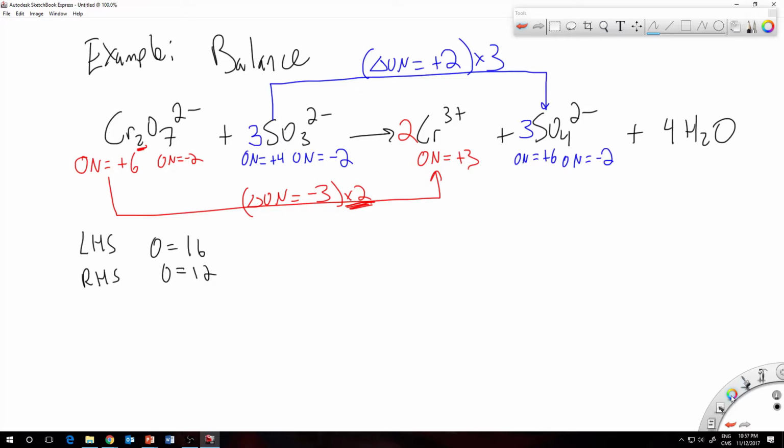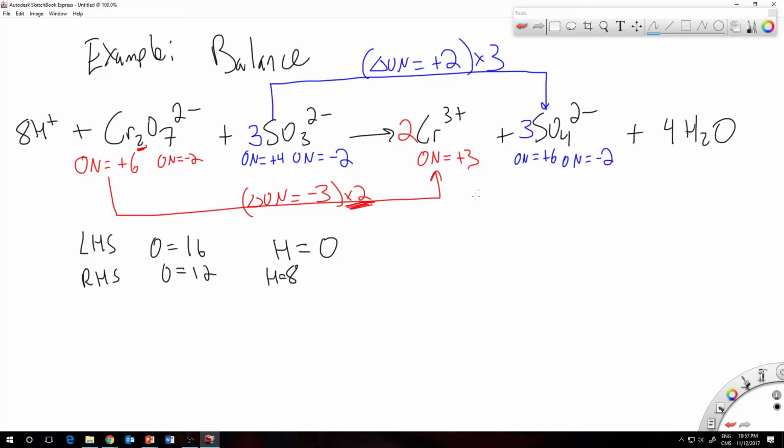Next, we balance the hydrogens. Left-hand side hydrogens, we have nothing. Right-hand side hydrogens, we have 8. So we add 8H+ to this side. There you go, and that should balance everything out.